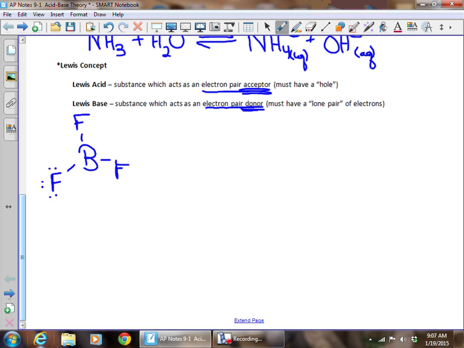It is trigonal planar. Since it only has 3 pairs of electrons around that central atom, we think of it as having a hole because remember 4 pairs of electrons, 8 valence electrons, that's our magic number. So it could have 4 pairs of electrons around it, but it doesn't, it only has 3. So we think of it as having a hole around it. Pair that with ammonia.